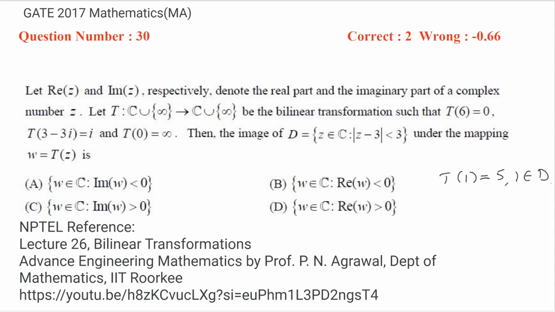Since 5 is a purely real number, we can see these two options, option A and C, are discarded. Yes, since 5 is a real number, the imaginary part of this 5 is 0. And coming to the options B and D, we can easily see that since 5 is greater than 0, that is nothing but real part of W is greater than 0. So we can see option B is obviously discarded. So option D is the only correct answer.